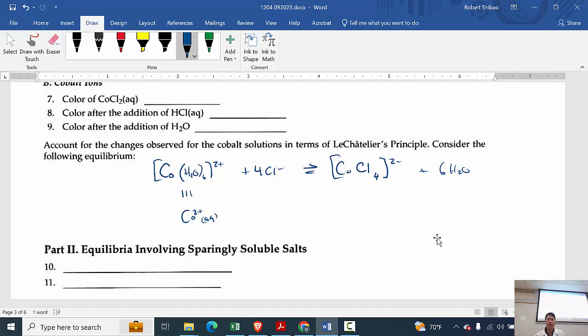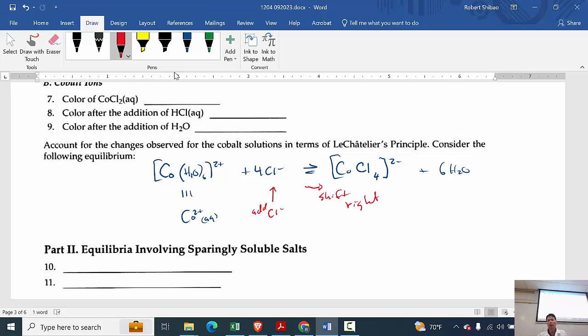So the effect of adding, account for the changes observed. After the addition of HCl, well, if we add HCl, we're adding chloride, and so that's going to impact this. If we add chloride, we are increasing the population of reactants. Although the cobalt's not increasing, having more chloride is going to result in more reaction nonetheless. So some of the cobalts that didn't react before are now reacting. And that's going to shift it to the right. So we see a right shift here.